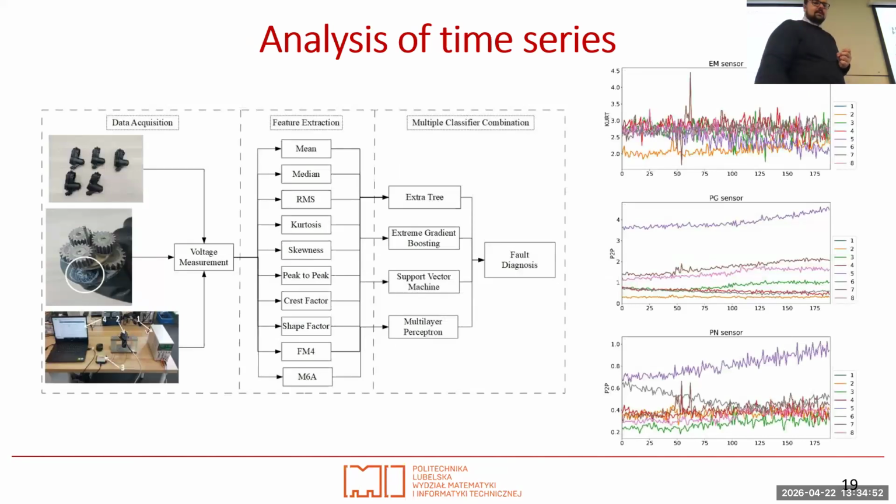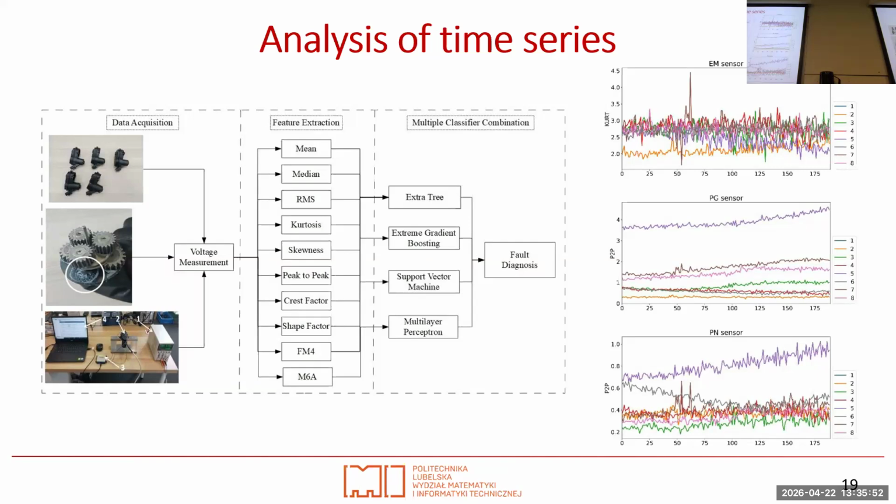And going to the workflow of this analysis. First, we have different failure modes inside. I mentioned the failure modes and the preparation of the system. So we have done the voltage measurement. If it is about the feature extraction, some of them are familiar, I think, to you: mean, median, RMS, kurtosis, skewness, peak to peak, crest factor, shape factor, and higher moments like FM4 and M6A, for example. Those features were introduced last, I think, but they work like the impulse factor, the clearance factor, and so on.